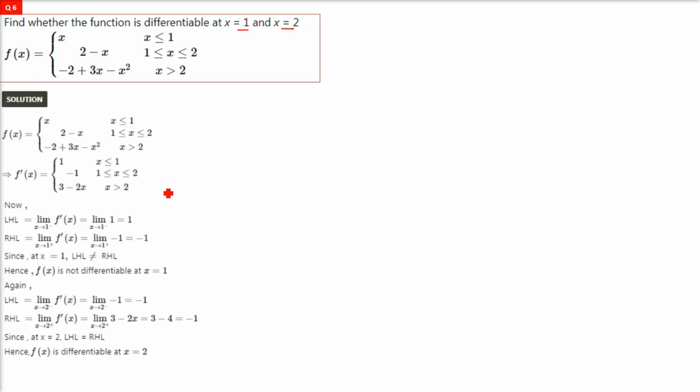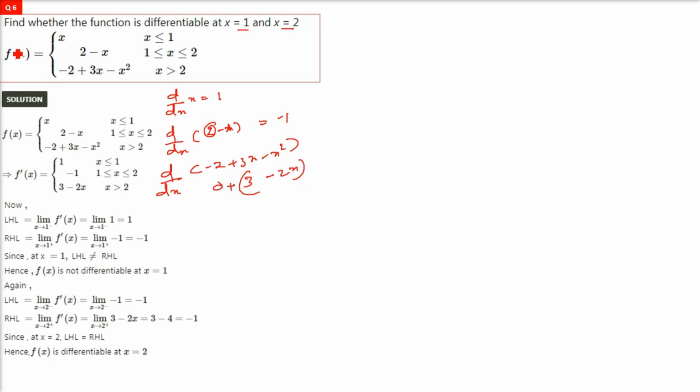Till now, we have talked about continuity, but here we will talk about differentiability. Please remember d by dx of x is 1. d by dx of 2 minus x is what? 2 is 0, x is of course 1, so negative 1 it will be. What is the d by dx of negative 2 plus 3x minus x square? So minus 2 will be 0 because it is a constant, 3x will give you 3 and x square will give you 2x. So 3 minus 2x is your derivative.